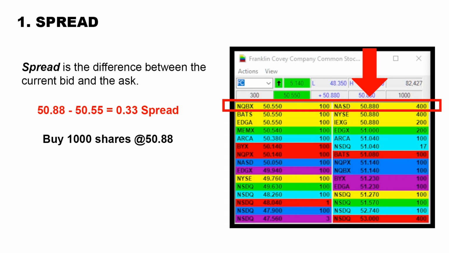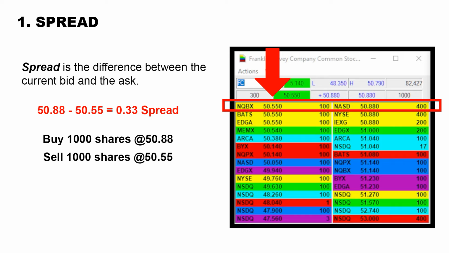This means that if I buy 1,000 shares right now at the buy it now price of $50.88, the best price I can turn around and sell this at is $50.55, which means I'd immediately be losing 33 cents, or $330. Who wants to get into a trade and already be down money like this, right?